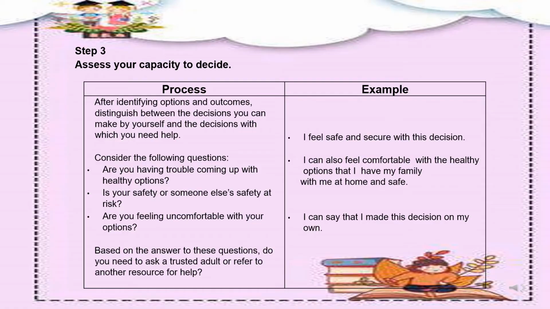Example: I feel safe and secure with this decision. I can also feel comfortable with the healthy options that I have, with my family with me at home and safe. I can say that I made this decision on my own.